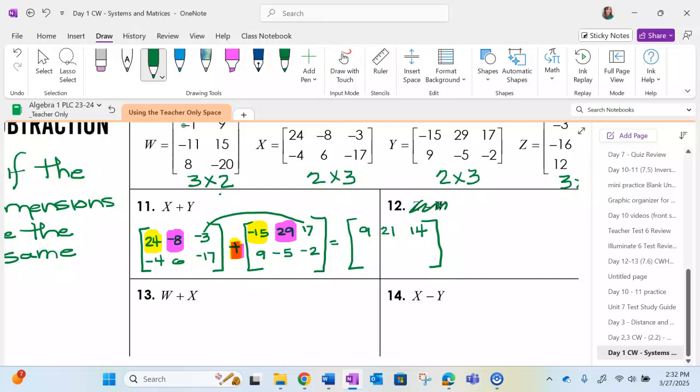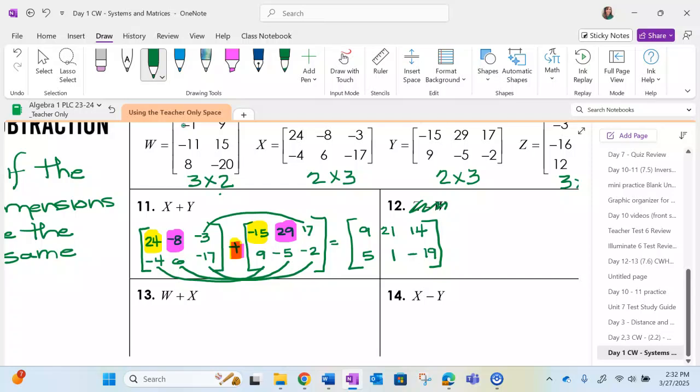Then we're going to do, instead of using colors, I'm going to do it this way. -4 plus 9, which is 5. They're all going in the same spots. 6 is in the same spot on this one as over here. So 6 plus -5 is 1. And then -17 plus -2 is -19. And there is your answer.